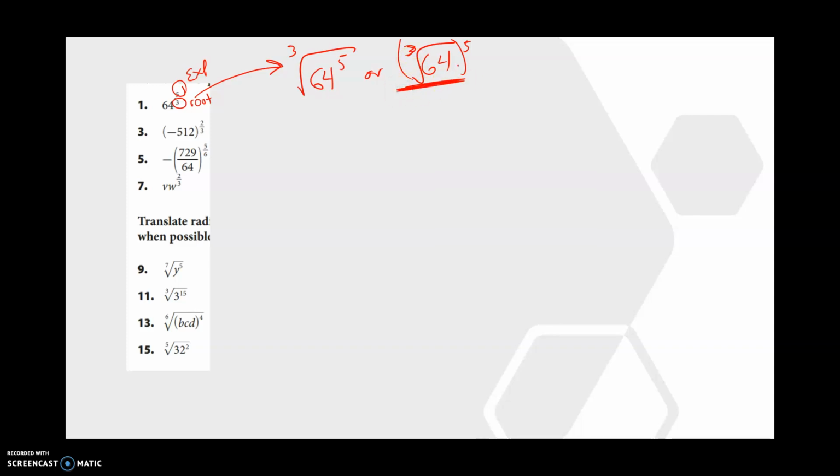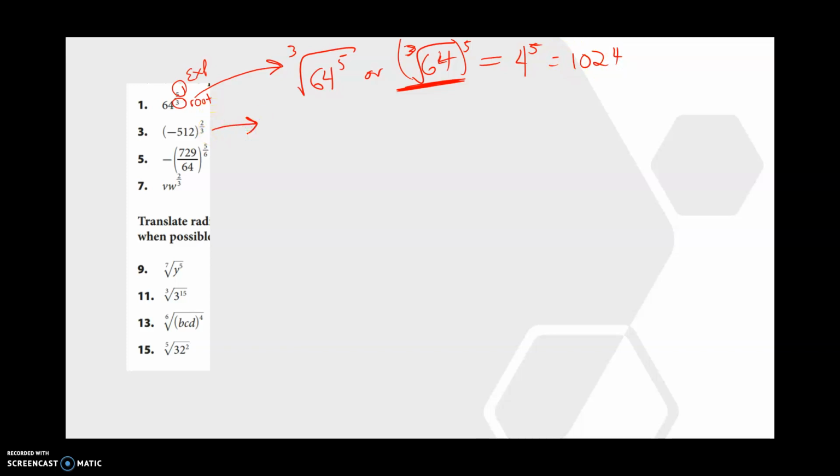Once we get more practice with these, we can easily figure out the 3rd root of 64. It's 4, right? 4 times 4 is 16 times 4 is 64. So this becomes 4 to the 5th. And maybe now you want to put it in your calculator. You get this answer. Okay?